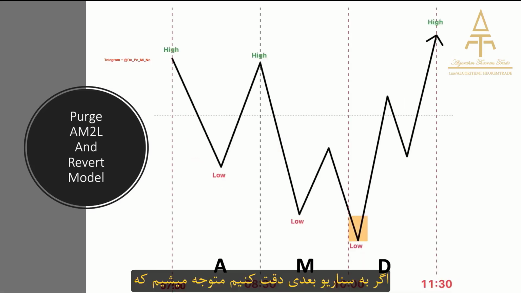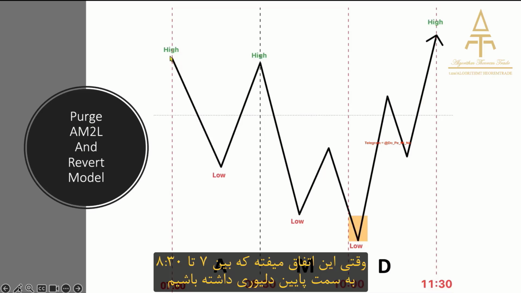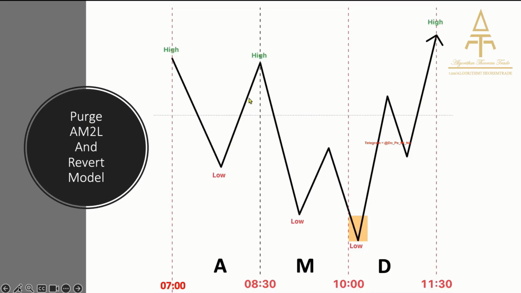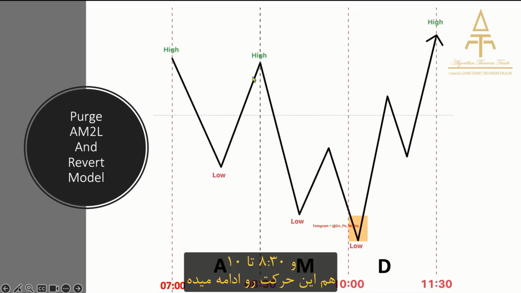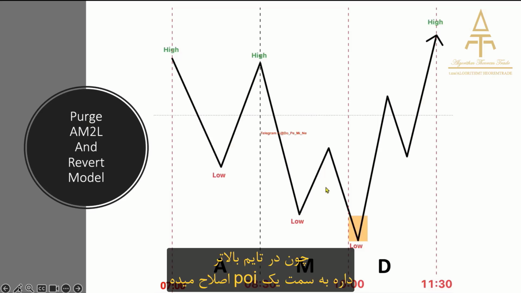If we take a look at the second AM scenario, we can see the following. This is a purge of the second AM cycle's low, and the market then reverts higher. This occurs when between 7 to 8:30 the market has been delivering lower, then during 8:30 to 10 the market continues this sell side delivery, so the market is drawn lower. Why is it drawing lower? Because on a higher time frame, it is retracing into a point of interest.